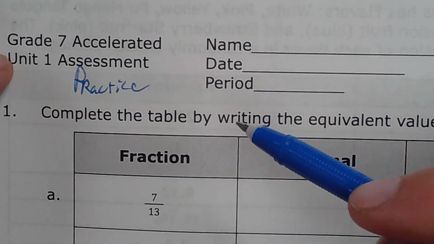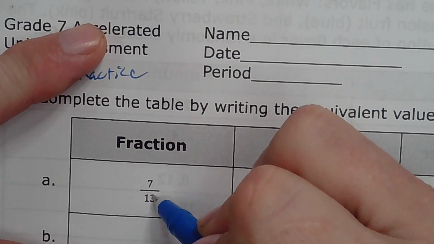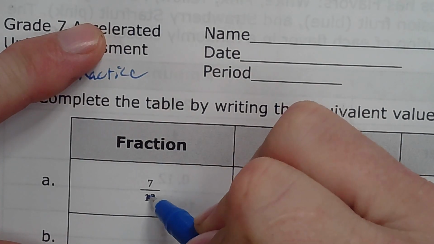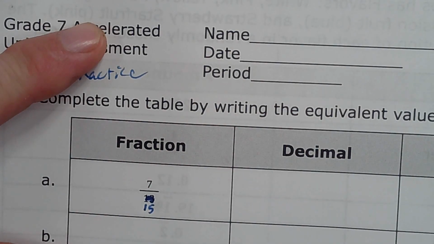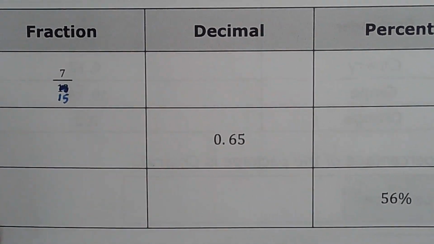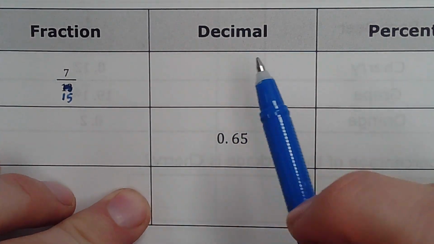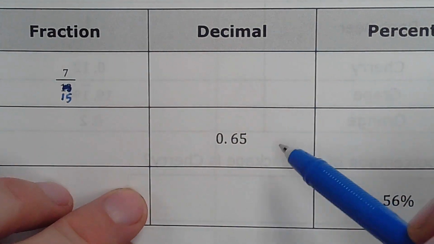Okay, so this is the Unit 1, Grade 7 practice assessment. First things first, this should be 7/15ths. Sorry about that, the 7/15ths. Okay, so we're going to be filling out this table and filling out the decimal form, percentage form, and fraction form of various given things.